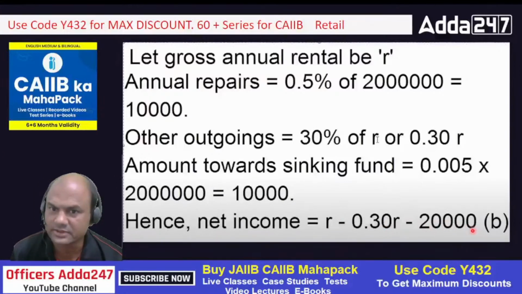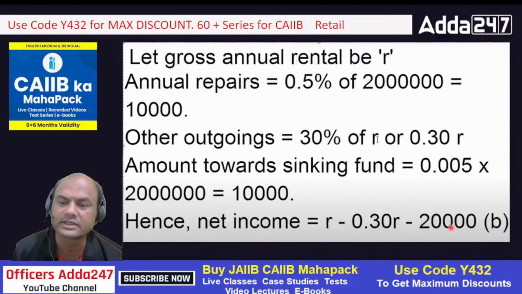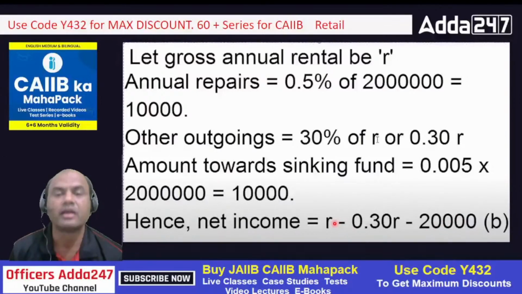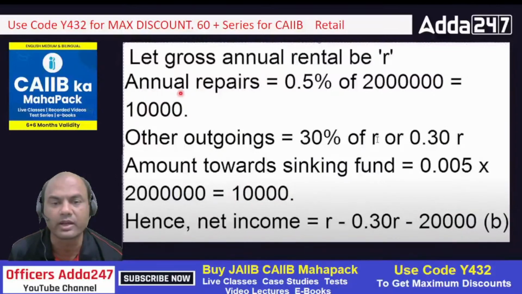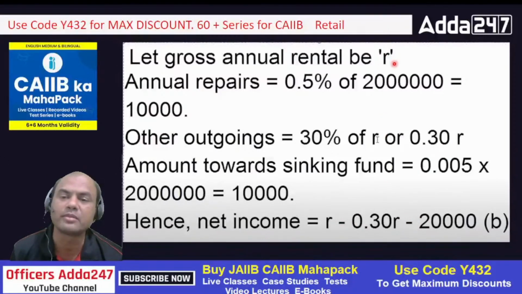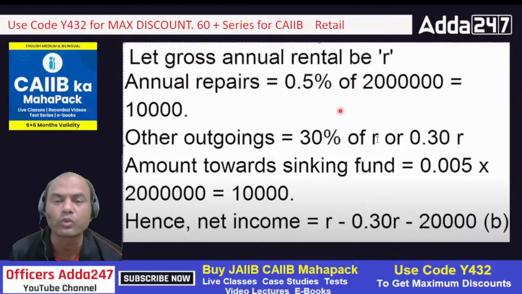Isn't it clear? Is it clear up till now? Type yes in the comment section if it is clear. R minus 0.3 R minus 20,000. How did this 20,000 come over here? 10 over here and 10 over here, 20,000. How did this 0.3 R come over here? This. And why is this minus and not plus? Because this is the rent which I will be getting from that customer, and all these are going out from my pocket. So this is my net rent.